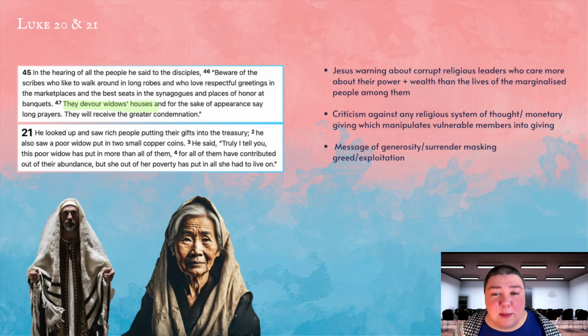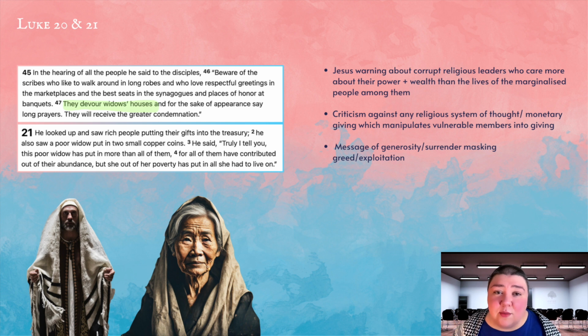Jesus warned the people around him about the corrupt religious leaders who care more about their power and wealth than the lives of the marginalized people among them. This lesson which he's giving is a criticism against any religious system of thought or monetary giving which manipulates vulnerable members into giving. Any greedy system that masks a message of generosity and surrendering all to God while exploiting them.